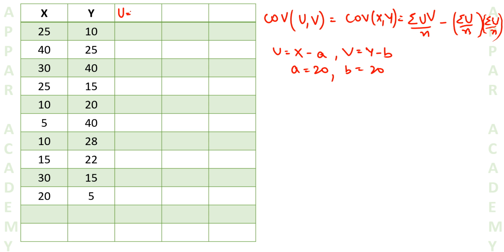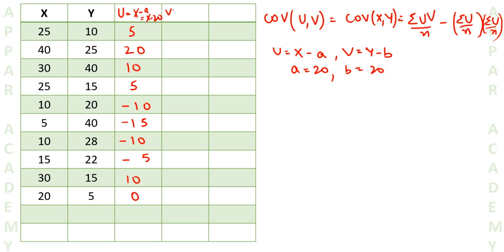What is U? U is simply X minus A, which is equal to X minus 20. So 25 minus 20 is 5. 40 minus 20 is 20. 30 minus 20 is 10. 25 minus 20 is 5. 10 minus 20 is minus 10. 5 minus 20 is minus 15. 10 minus 20 is minus 10. 15 minus 20 is minus 5. 30 minus 20 is 10 and 20 minus 20 is 0.